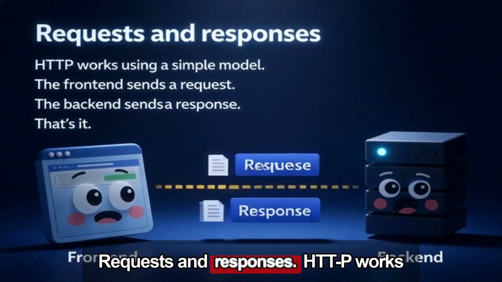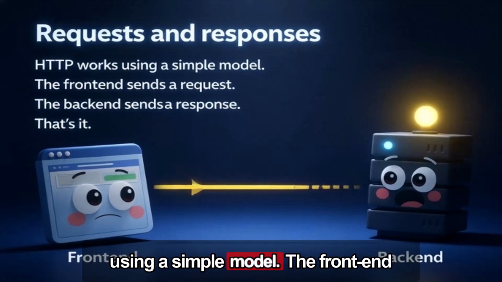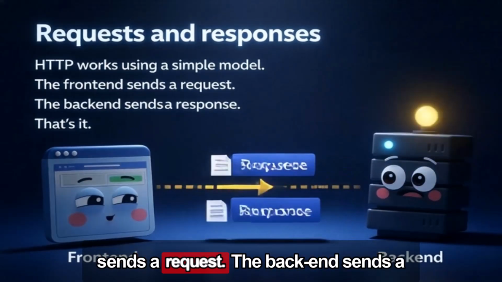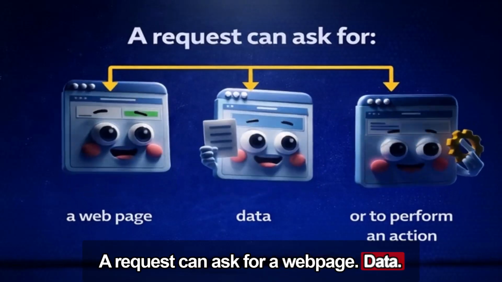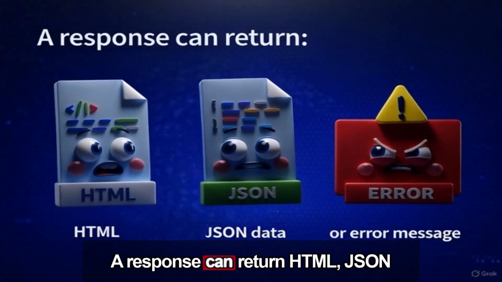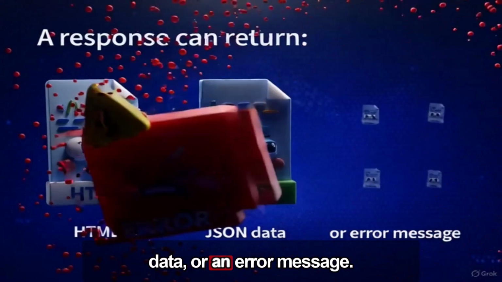Requests and responses. HTTP works using a simple model. The front end sends a request. The backend sends a response. That's it. A request can ask for a web page, data, or to perform an action. A response can return HTML, JSON data, or an error message.